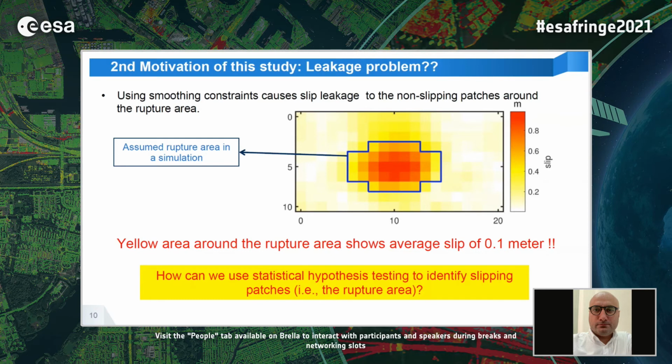However, when we do regularization and solve the problem, we see all these yellow areas around the rupture area. This is the leakage of the main signal to the surrounding area of the rupture. So the second motivation is how we can use statistical testing to identify slipping patches, so identify the rupture area and constrain the slip behavior better. If we go to the next slide.